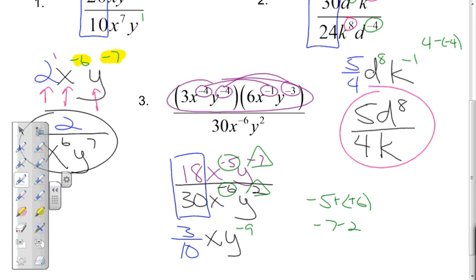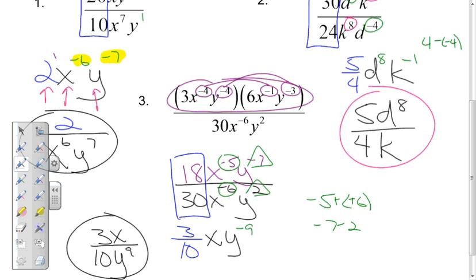Now you see here for this final answer, I'm going to need to get rid of this negative exponent. All my bases except the last one have a positive exponent, so I don't have to worry about flipping the 3/10 or flipping the x because their exponents are positive. So it's going to give me a 3 on top and an x on top, the 10 in the denominator, move the y to the denominator, and change the exponent to positive. So the answer is 3x over 10y to the 9th.